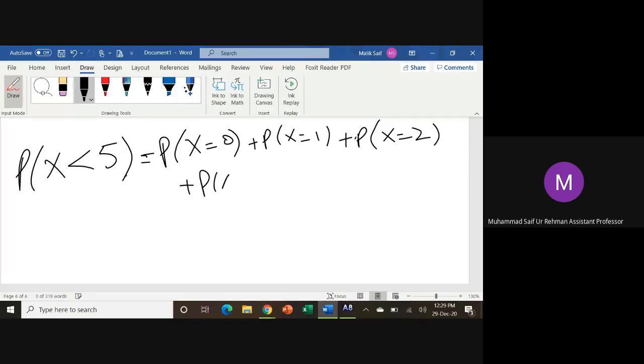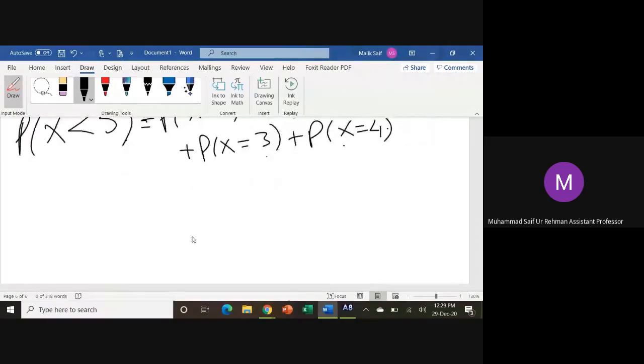Probability of x is equal to 3 plus probability of x is equal to 4. And you have to stop over here because x is less than 5. See, x is less than 5, so you will stop at 4. So how many terms are there? 1, 2, 3, 4, 5 terms are there. So you can solve these 5 terms to have the answer. This is one route.